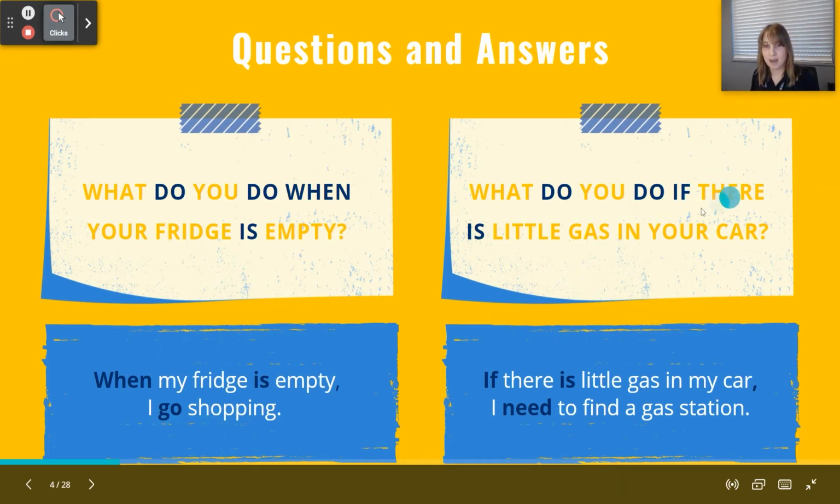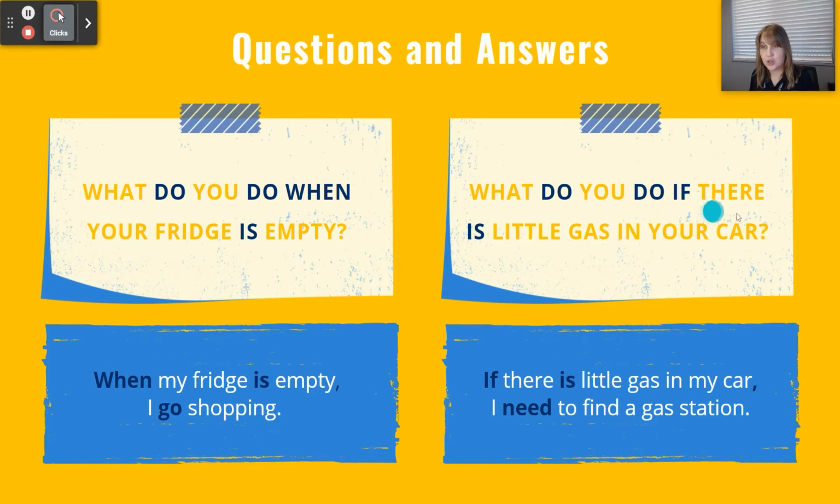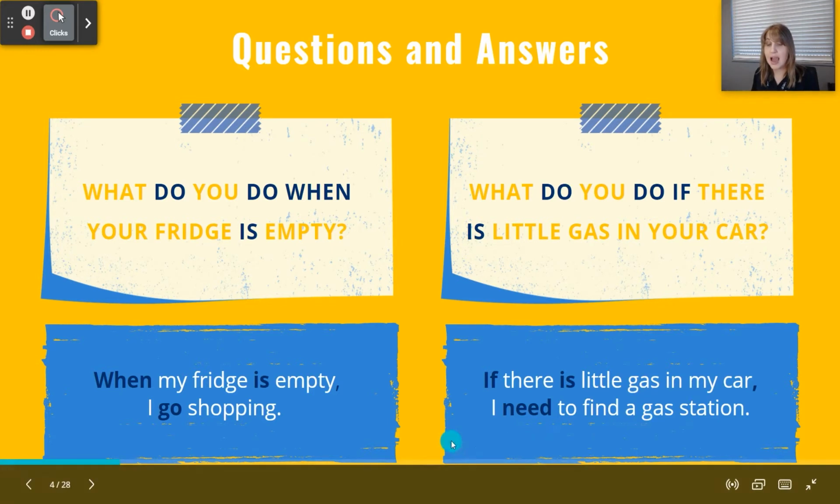The next example. What do you do if there is little gas in your car? The answer: if there is little gas in my car, comma, I need to find a gas station. So the same, we use the conjunction if or when. We use the present simple form. We put a comma to create a condition, and then we follow with the result: I need to find a gas station. Need, again, is in the present simple form. Let's move on.